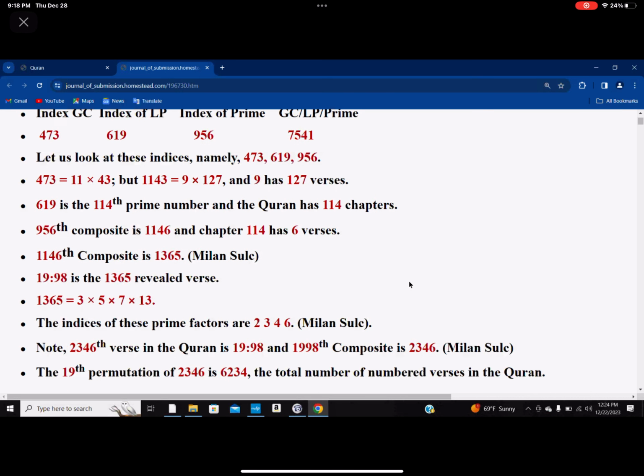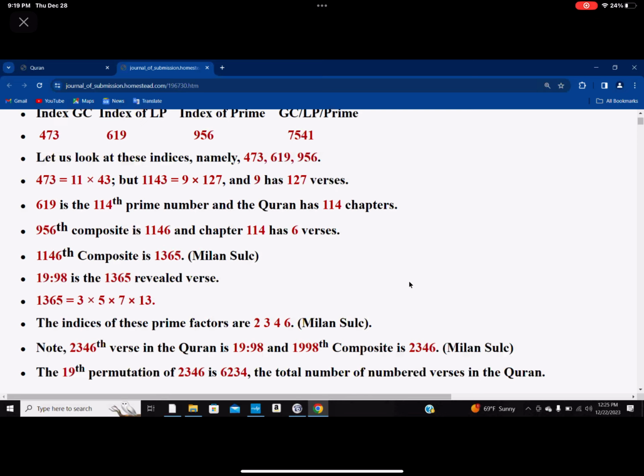956 composite happens to be 1146. Chapter 114 in the Quran has six verses. Now, this is due to Milan Sule, this bullet here. 1146 composite happens to be 1365. But then I looked it up, and 1998 is on our website. You can verify it for yourself. Chapter 19, verse 98, which is the last verse in chapter 19, actually happens to be the 1365th revealed verse.